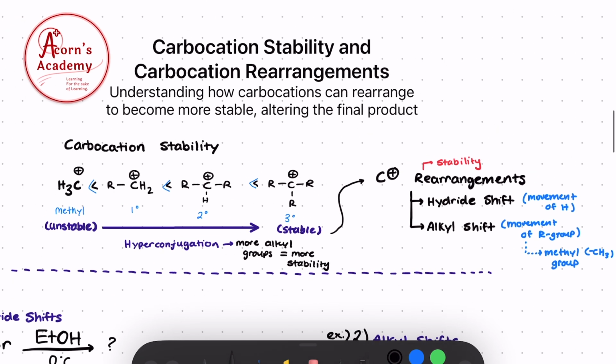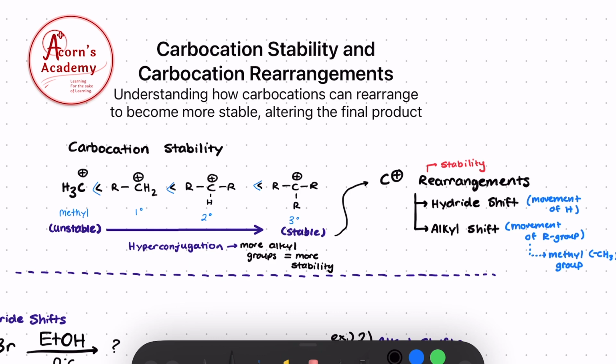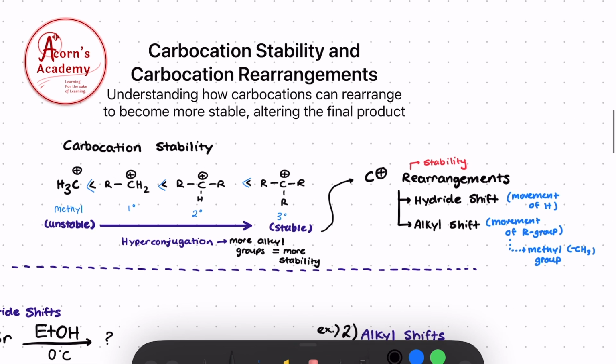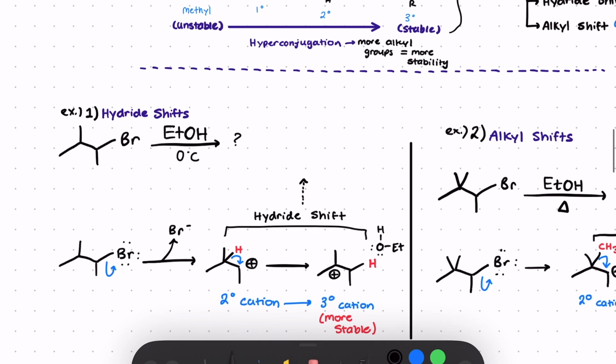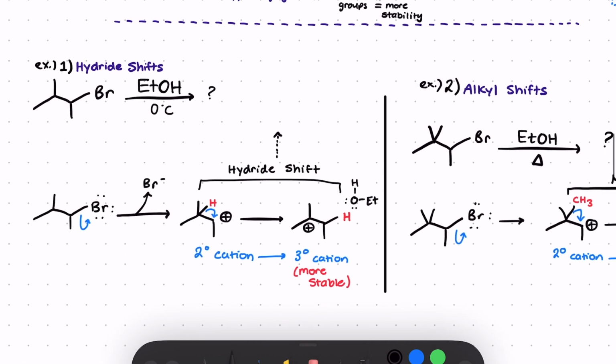Okay, so hopefully this gives us a pretty decent overview of what we can expect. So now let's go ahead and look at some examples here. I'm going to start with the hydride shift, and then I'll move on to the alkyl shift.